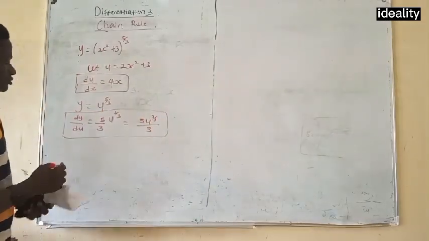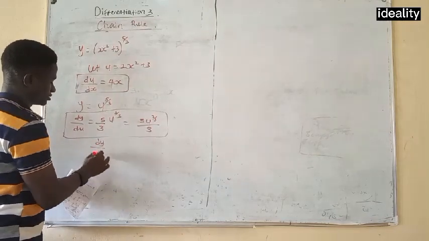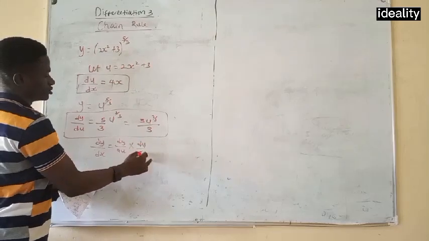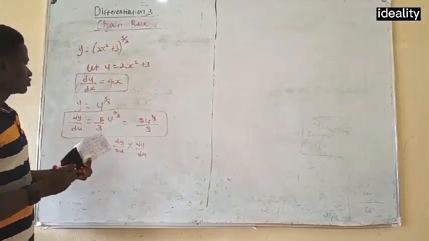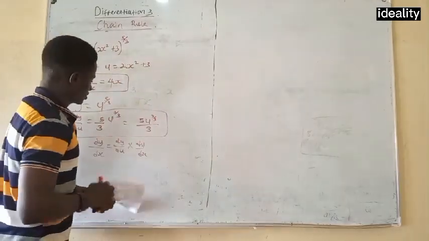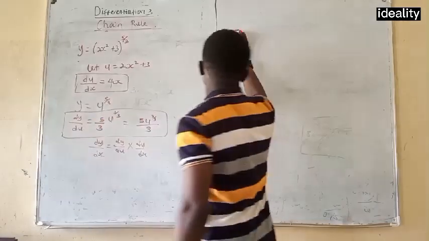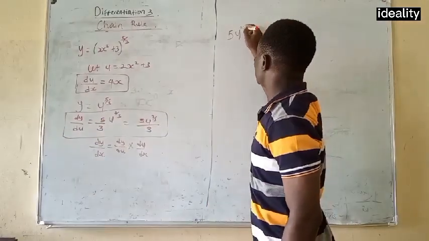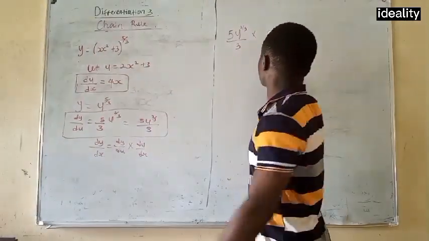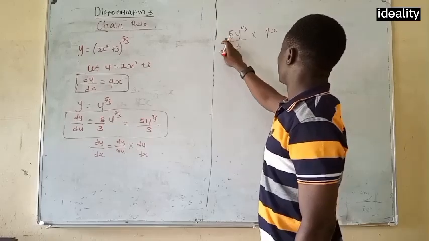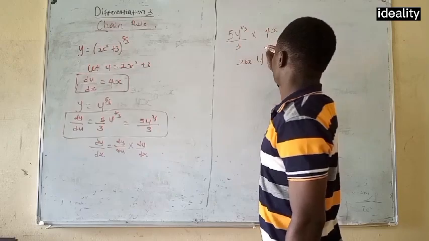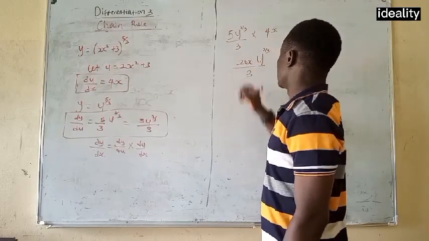So using chain rule, dy dx is equal to dy du times du dx. What's my dy du? My dy du is simply 5u raised to the power 2 over 3, over 3. Now dy du, 5u raised to the power 2 over 3 over 3, multiplied by du dx, 4x. Now we have 5 times 4x. We have 20x u raised to the power 2 over 3.